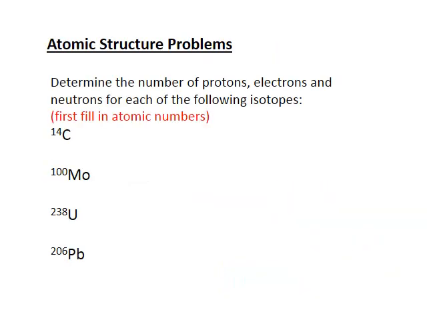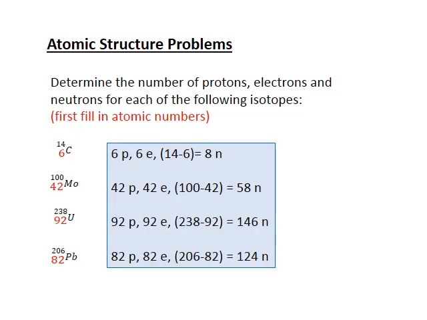Okay, so here's a set of sample problems. I need to figure out how many protons, electrons, and neutrons there are in each of these isotopes. And typically, we don't write the atomic number in when we are talking about isotopes. They just figure that everyone that's talking about isotopes must have a periodic table handy. So one of the first things I do is fill in that bottom number, because that allows me to figure out the protons and electrons.